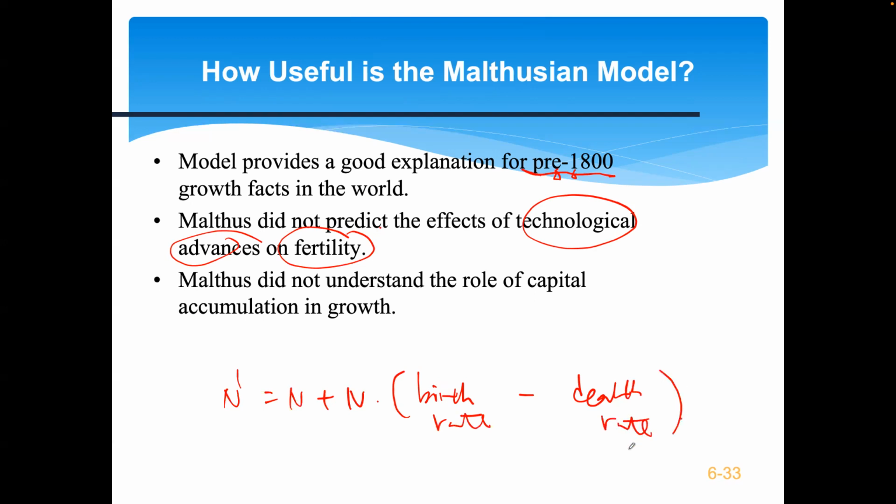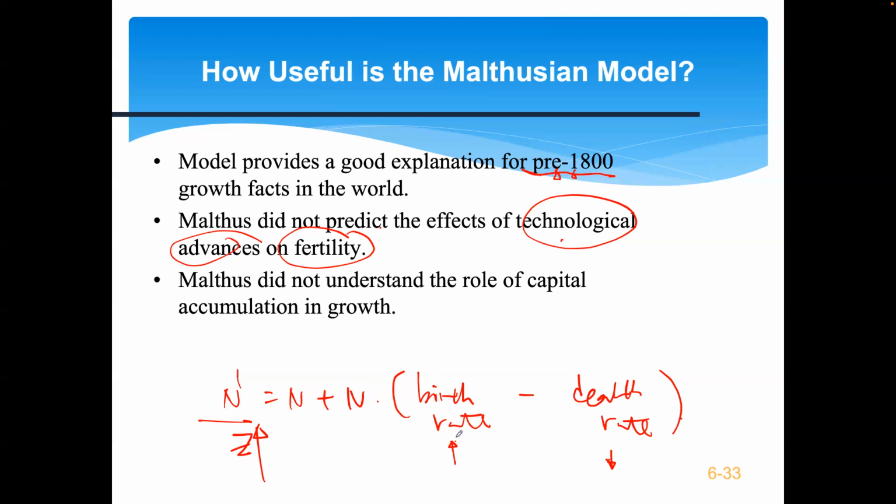So what he was thinking is the technology progress Z is going to increase birth rate, decrease death rate. So the N is going to increase, right? But he failed to predict how this can fundamentally change people's behavior.